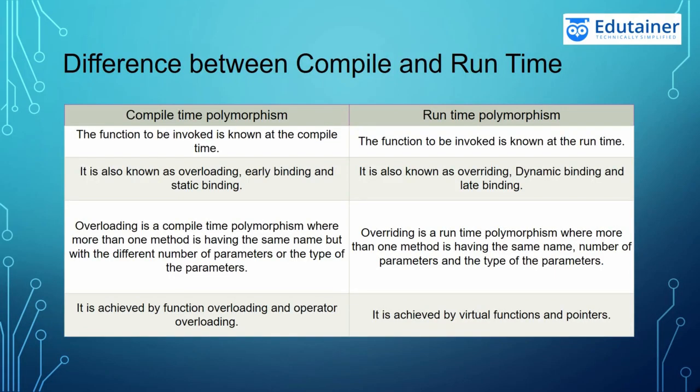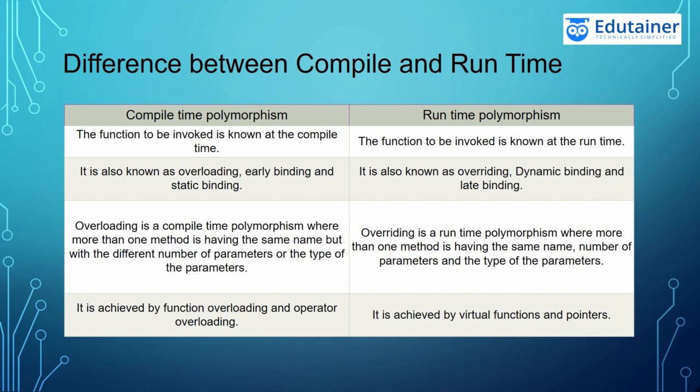Difference between compile time and runtime. You can see the table right now in which we have differentiated between compile time polymorphism and runtime polymorphism. Compile time polymorphism is where the function to be invoked is known at compile time, whereas in runtime, the function to be invoked is known at runtime.